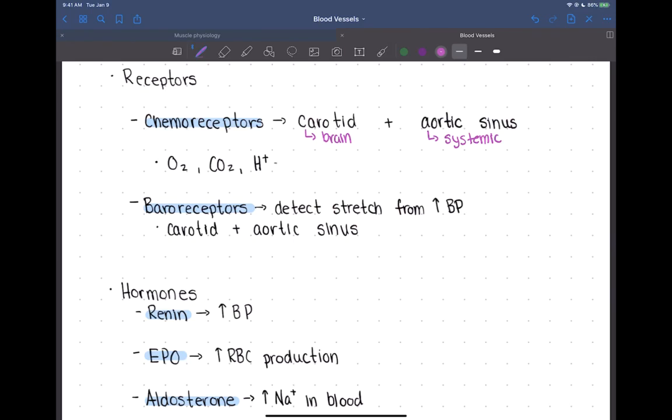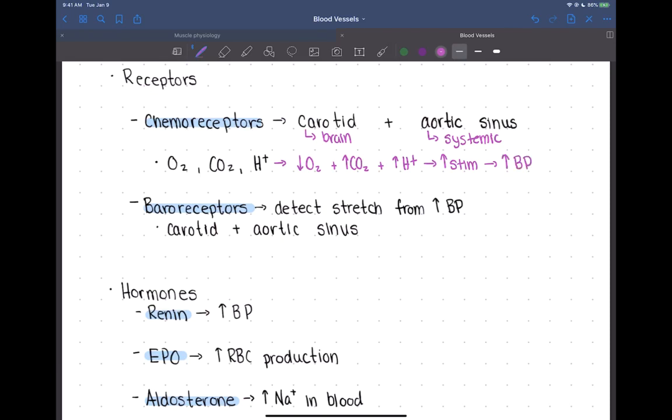Okay, so an example, let's say these receptors detect a decrease in oxygen, an increase in CO2, and an increase in hydrogen ions. All right, so the response to this would be to increase activity of the stimulatory center, causing vasoconstriction and increasing blood pressure. So this would lead to an increase in the stimulatory center, which would lead to an increase in blood pressure, okay?